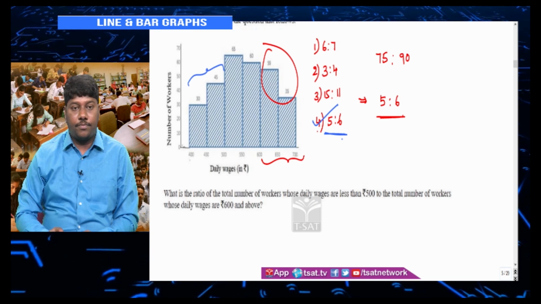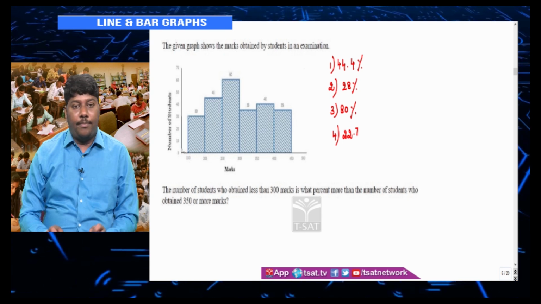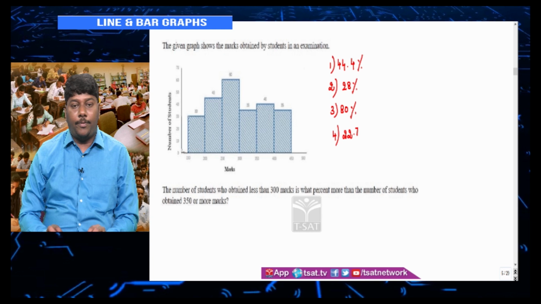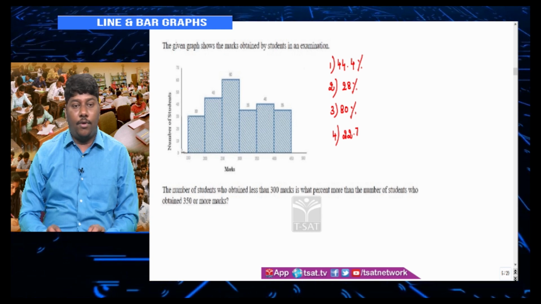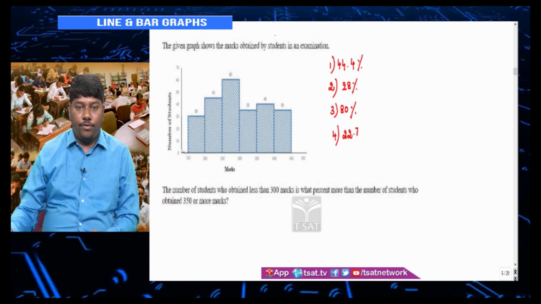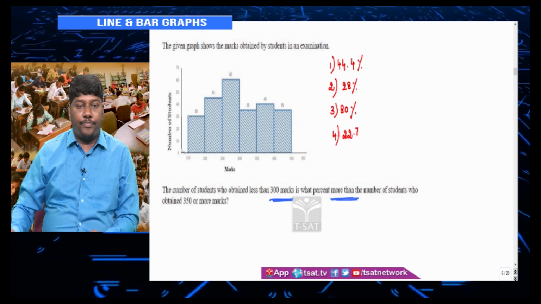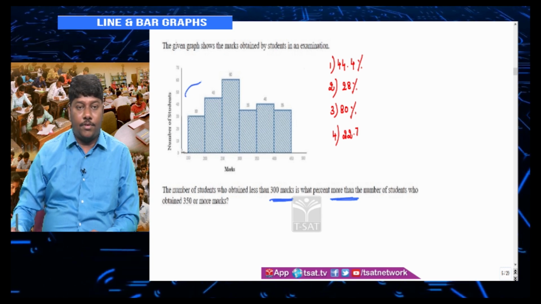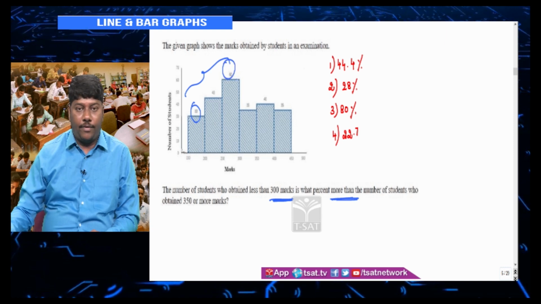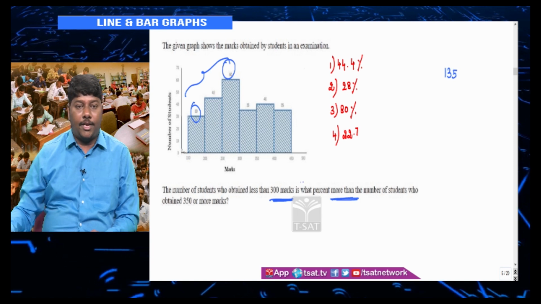Look at the next one. Now, look at this question. Similar type, but different values are given here. The number of students who obtained less than 300 marks is what percent more than the number of students who obtained 350 or more marks? He is asking you more, which means percentage increase. First, how many of the members are getting less than 300 marks? Less than 300 is 30 plus 60, 90 plus 45, 135. So, 135 is less than 300, is what percent more, right?